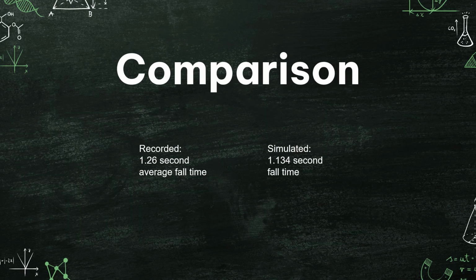Now comparing these two different models, in the experiment our average fall time was 1.26 seconds, and in the GlowScript model it was 1.134 seconds. These are very similar, and it shows that everything was correct and going as it should. And then there's a little bit of dissonance, which I'll get into soon.